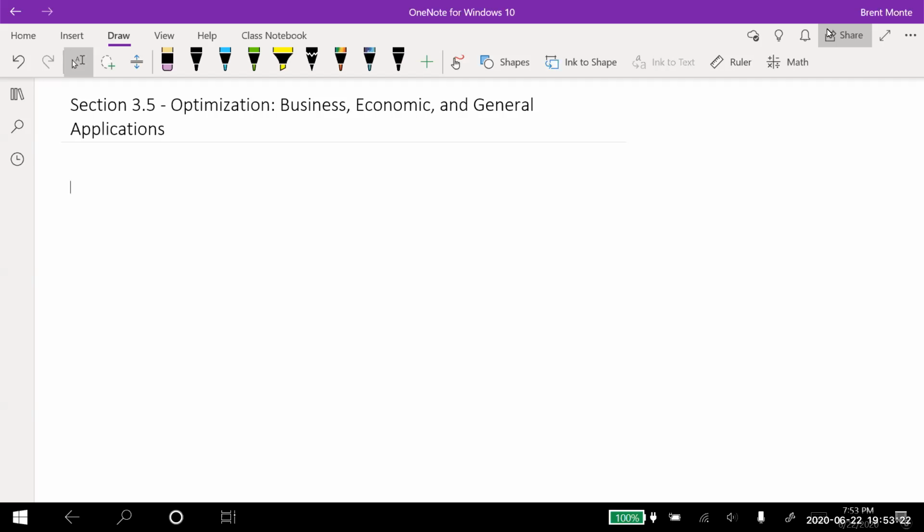If you remember last time, we looked at how to find absolute maximum and minimum values. Today we're going one step further and applying that to economic problems. This is section 3.5, optimization, meaning find absolute maxes and mins for business, economic, and general applications. I'm only doing the business and economic applications, so I wanted to stay away from the geometric type of problems. Let's jump in and get started.